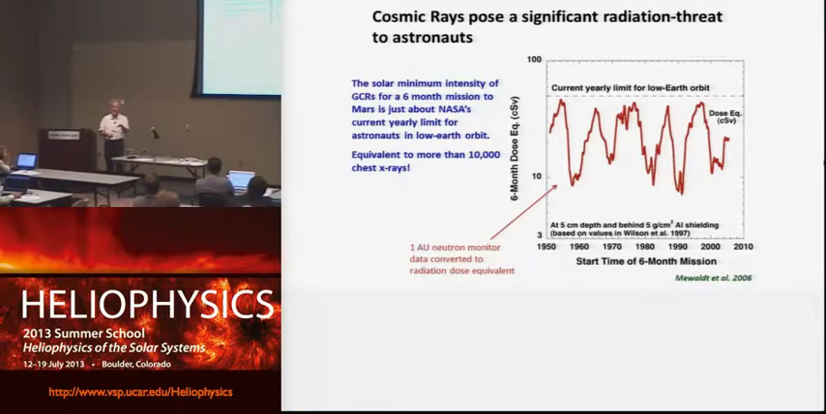Solar energetic particles you may be able to shield. They're lower energy, a little bit less penetrating power. But GCRs, hard to shield. So it's not cost effective to go up and throw 3 meters of metal between you and the cosmic rays. So anyways, this is the dose equivalent for a 6-month mission between Earth and Mars.